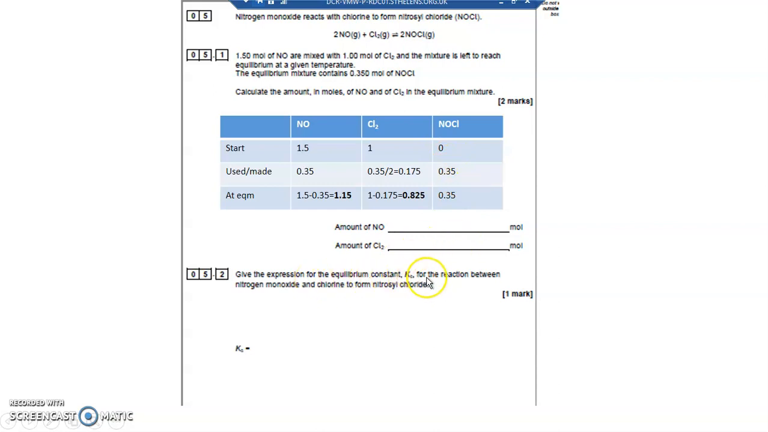Give the expression for the equilibrium constant Kc for the reaction between nitrogen monoxide and chlorine to form nitrosyl chloride. So what I do is I take the concentrations of the products, NOCl, and I raise it to the power of 2, that's the number in front, divide by NO, that's one of the reactants, raised to the power of 2, divided by Cl2 to the power of 1, because there's a 1 in front of the Cl2. Concentrations, remember, are in square brackets. So Kc equals [NOCl] squared divided by [NO] squared times [Cl2] to the power 1, because there's only a 1 in front of the Cl2.